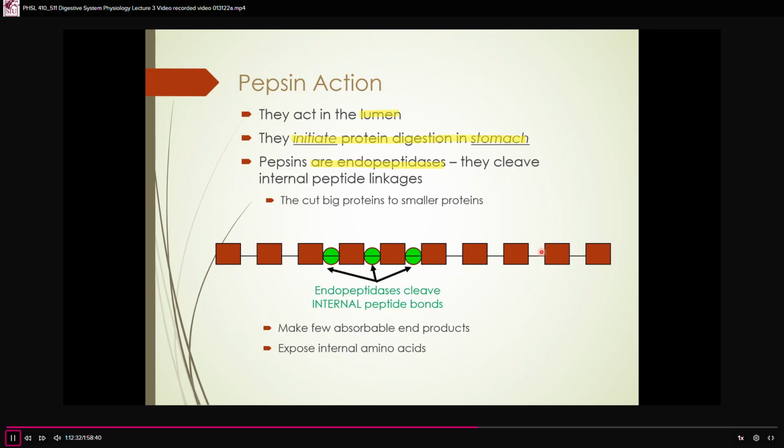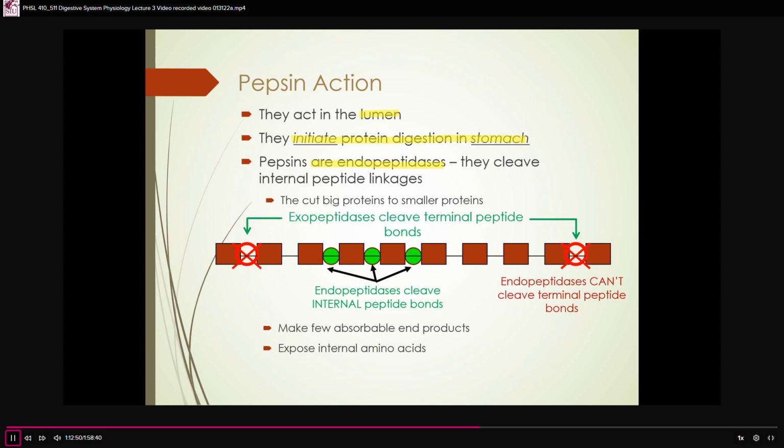They cannot cleave terminal peptide linkages. So they couldn't release a free amino acid by cleaving the N-terminus peptide linkage, and they couldn't release a free amino acid by cleaving the carboxy terminus peptide linkage. They're not going to make many absorbable end products. The end products of protein digestion are going to be either individual amino acids or di and tripeptides. Well, and they don't make many of these.